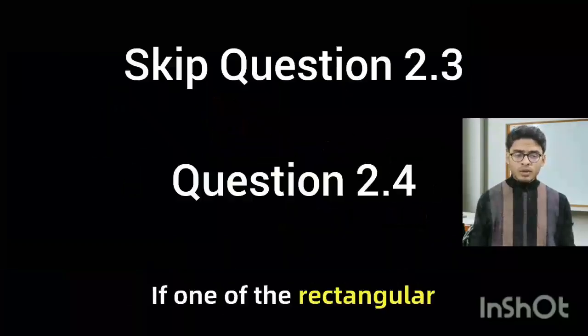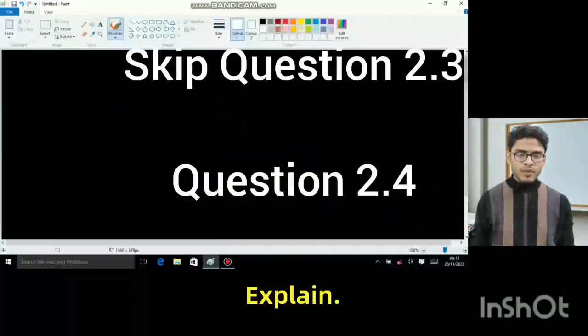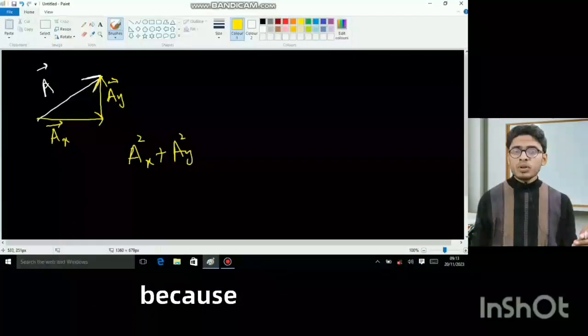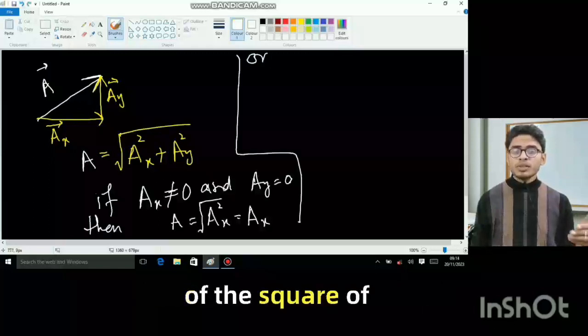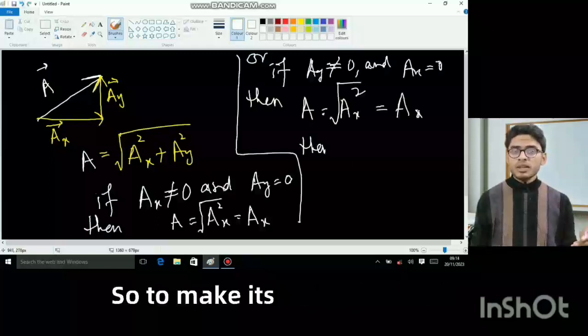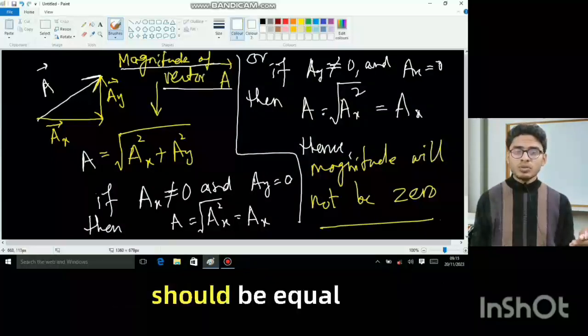If one of the rectangular components of a vector is not 0, can its magnitude be 0? Explain. No, its magnitude cannot be 0 because the magnitude of a vector is equal to the square root of the sum of the squares of its components. So to make its magnitude 0, all of its components should be equal to 0.